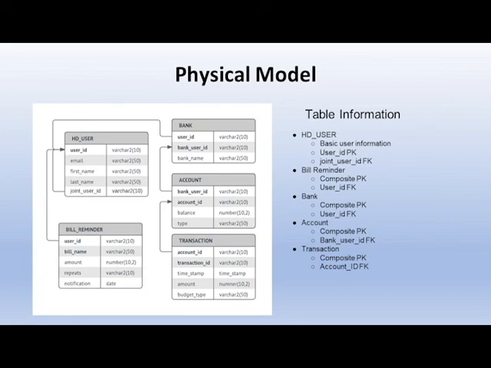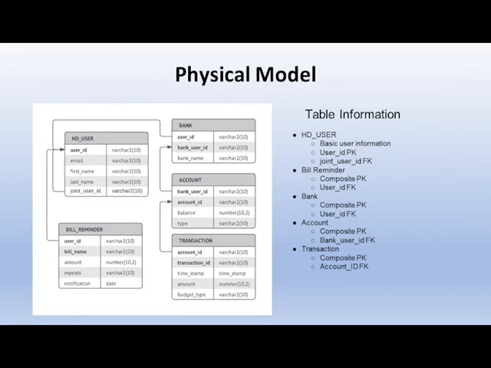The bill reminder table is foreign keyed back to HD user on user ID. This keeps track of the bill reminders that you've got, the amount, how often they repeat, and the notification date that you would receive those on. This has a composite primary key made up of user ID and bill name.